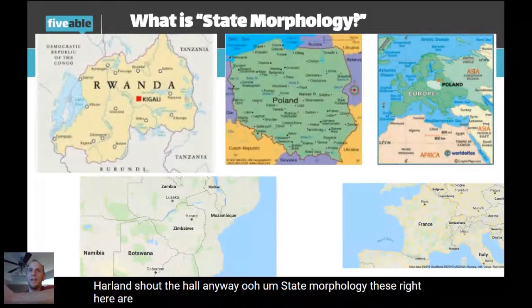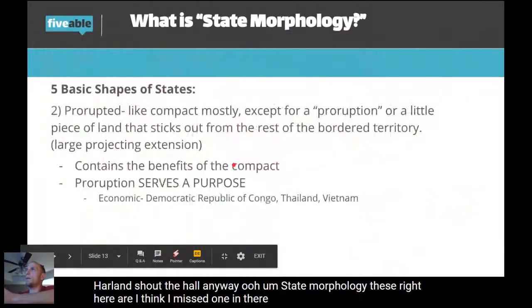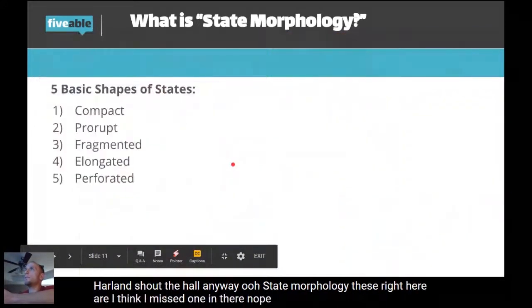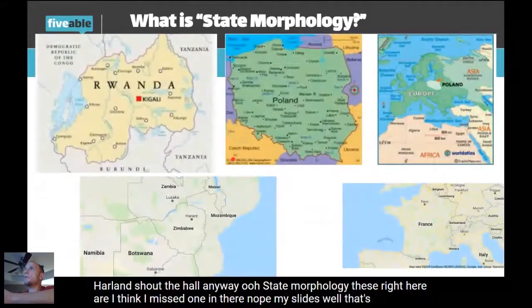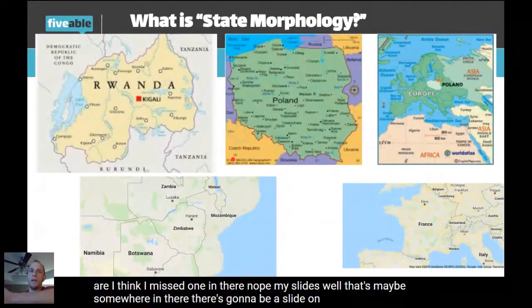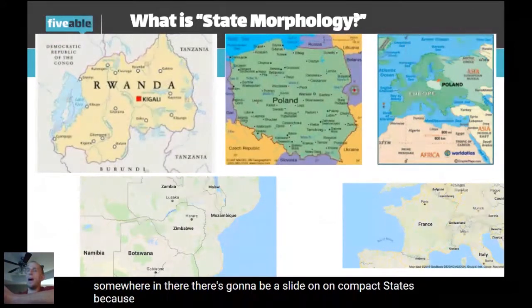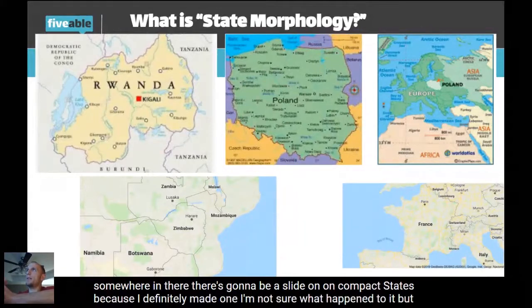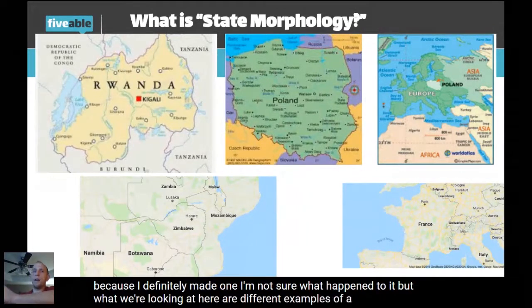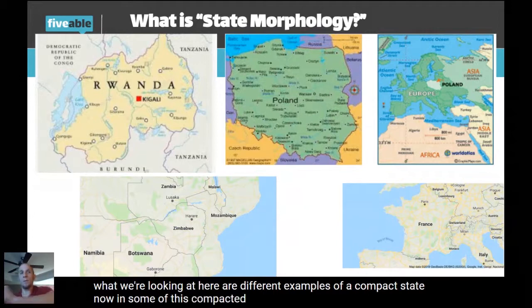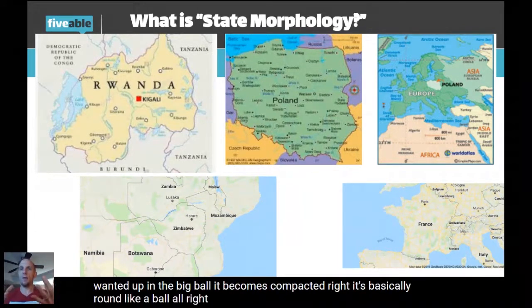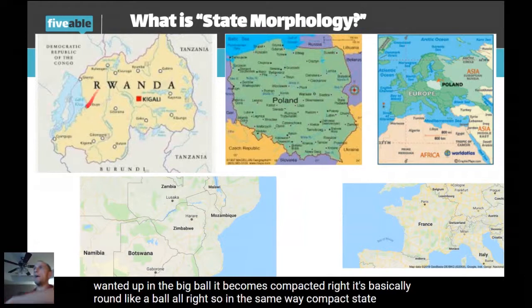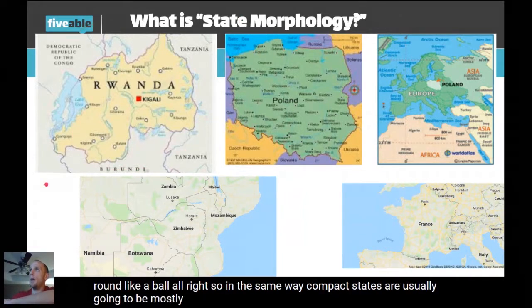State morphology. These right here are, I think I missed one in there. Nope. Where are my slides? There's supposed to be a slide on compact states, because I definitely made one. I'm not sure what happened to it. But what we're looking at here are different examples of a compact state. When something is compacted, like if you take aluminum foil and wad it up into a big ball, it becomes basically round like a ball. In the same way, compact states are usually going to be mostly round.